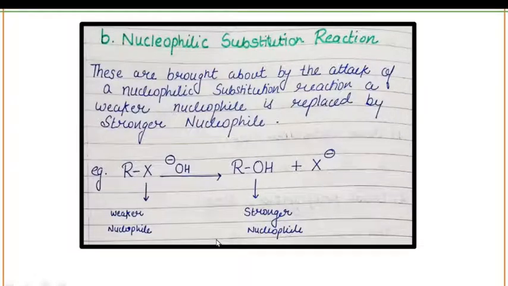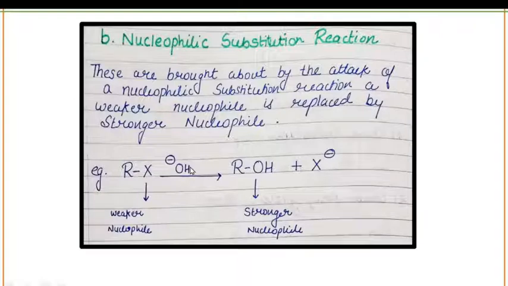For example, as you can see here, RX is reacted with OH minus ion. RX is reacted with a stronger nucleophile. X is your halogen group and halogens are weaker nucleophiles. And OH minus ion is the stronger nucleophile. When you react RX with OH minus, X is the weaker nucleophile.